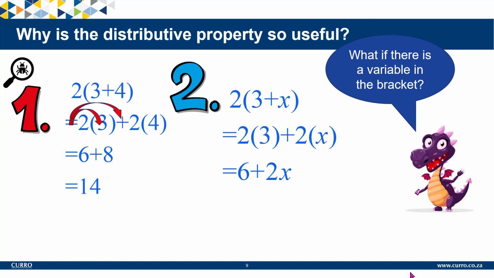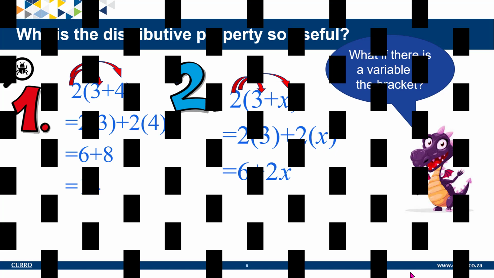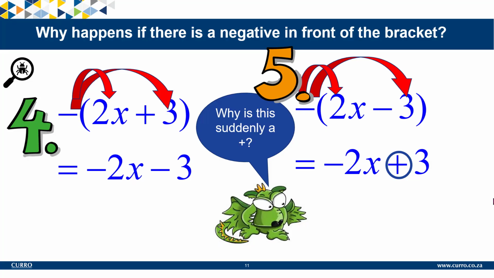We multiply the number outside the bracket by each number inside the bracket. So in example 2, 2 times 3 is 6 and 2 times x is 2x, and we have simplified this expression using the distributive property. Let's simplify example 4 and 5. Simplify involves simplifying expressions in such a way that the number of calculations in the expression is reduced. Simplified expressions are all equivalent.